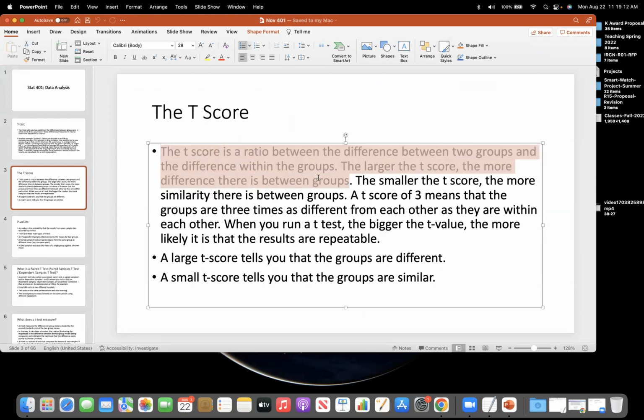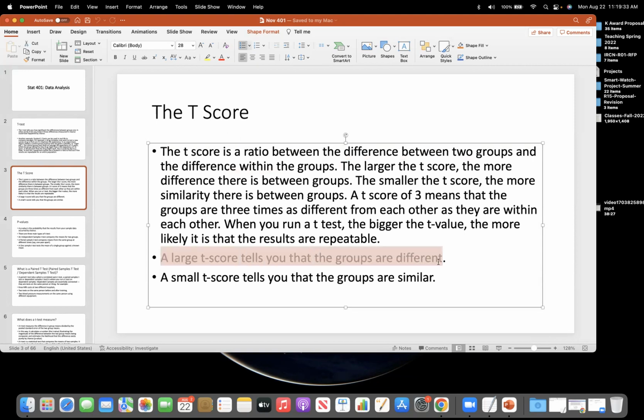But if I ask you, what is a t-score? The t-score is the ratio between the difference between two groups and the difference within the two groups. The larger the t-score, the more difference there is between the groups. The smaller the t-score, the less the difference between two groups, right? A large t-score tells you that the groups are significantly different, and a small t-score tells you that the groups are not different.